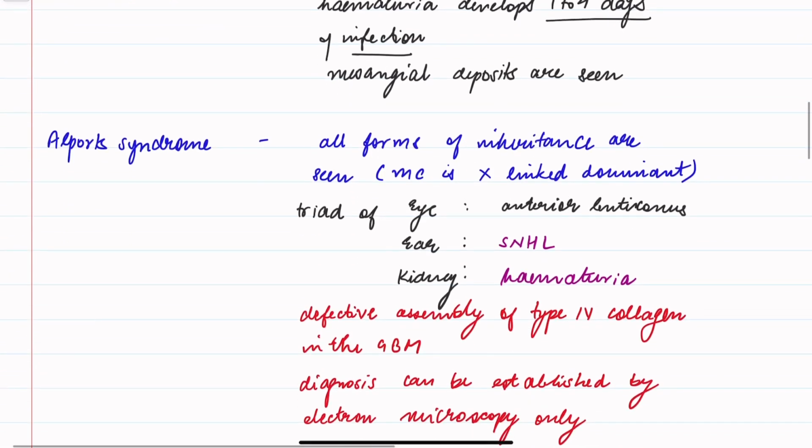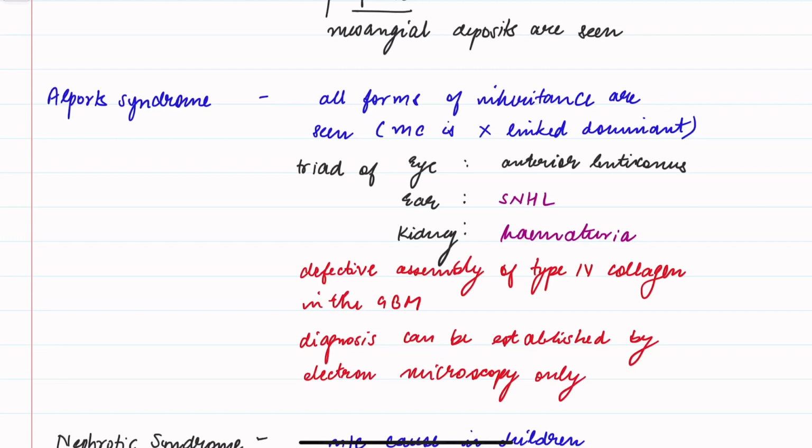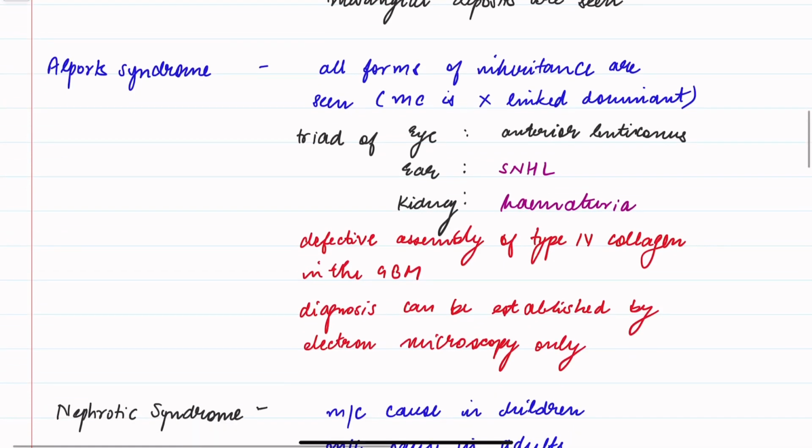Alport syndrome. All forms of inheritance are seen in Alport syndrome. Most common is X-linked dominant. It is a hereditary nephritis in which you will see a triad of eye, ear and kidney. In eye you will see anterior lenticonus, in ear SNHL, in kidney hematuria. There is defective assembly of type 4 collagen in the glomerular basement membrane.